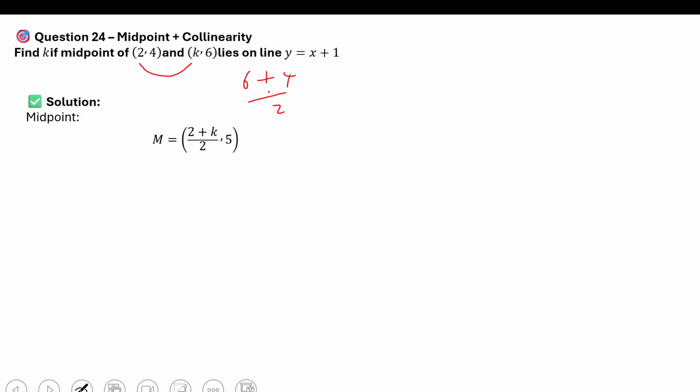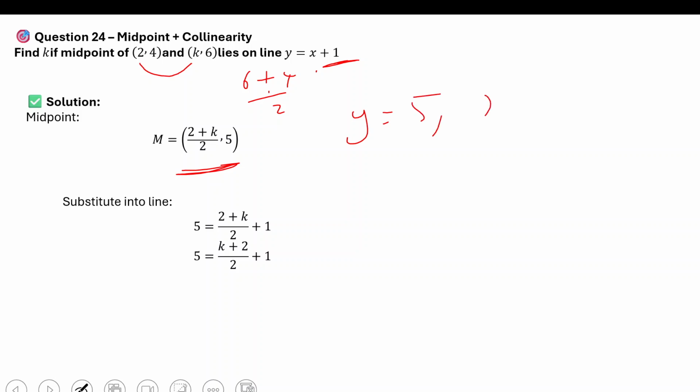So in this midpoint's coordinates, we want to look for k inside of it, right? And this midpoint lies on this line, so these coordinates actually intersect with this line. Okay, so what do we do? We substitute into the line equation. The y from this midpoint is 5. y is equal to 5. And x is equal to 2 plus k over 2.